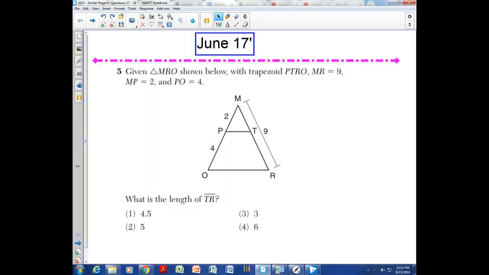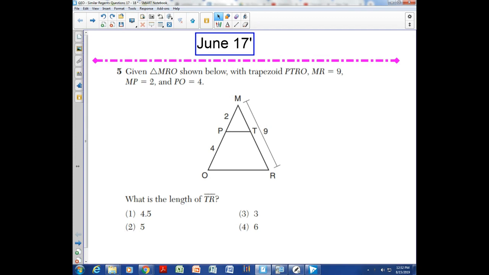June 17th, question number 5. Given triangle MRO shown below with trapezoid PTRO, MR is equal to 9, MP is equal to 2, and PO is equal to 4. What is the length of TR?